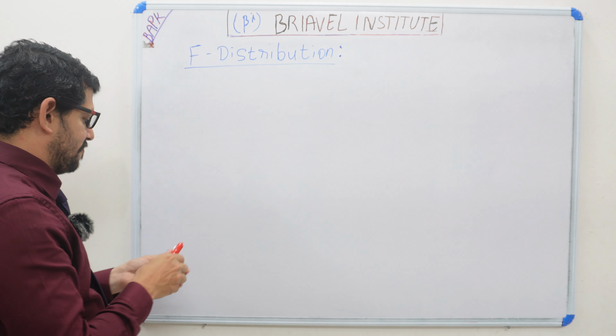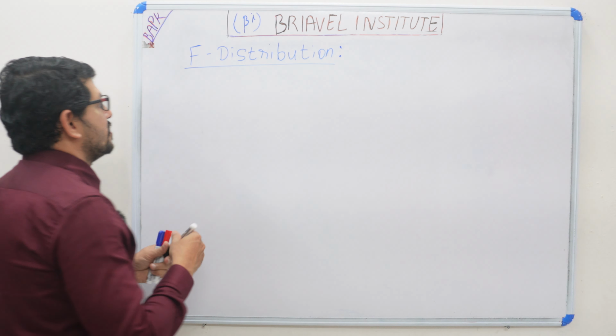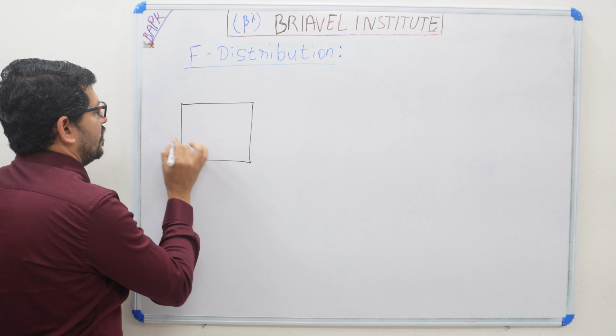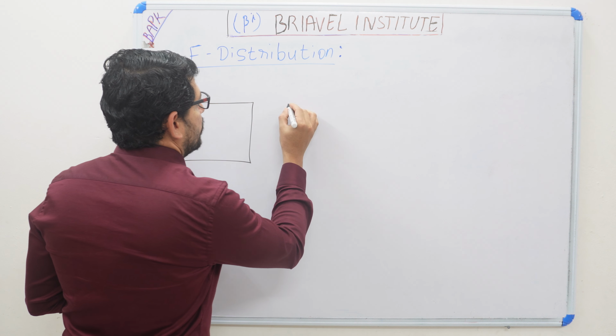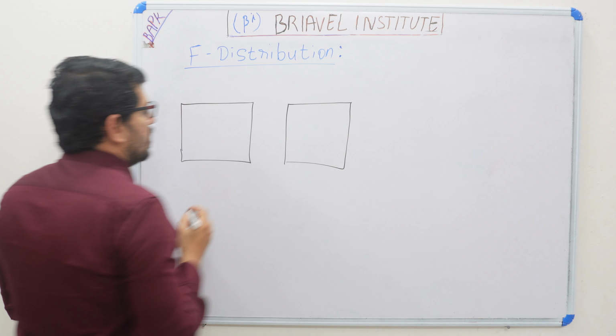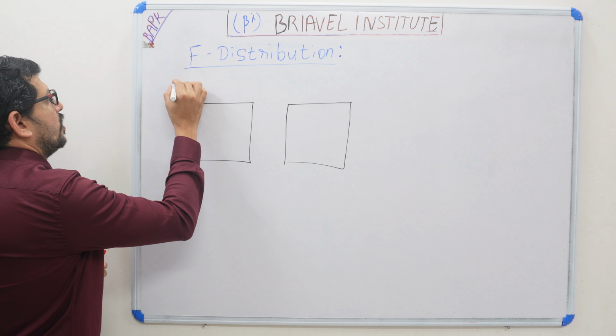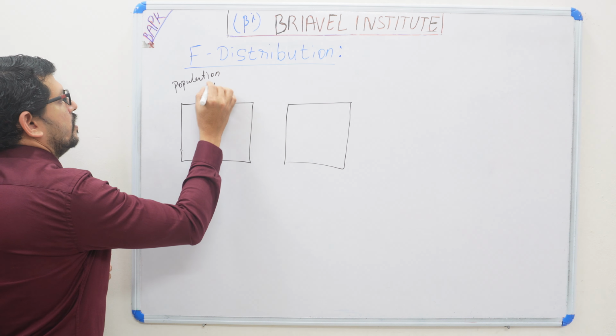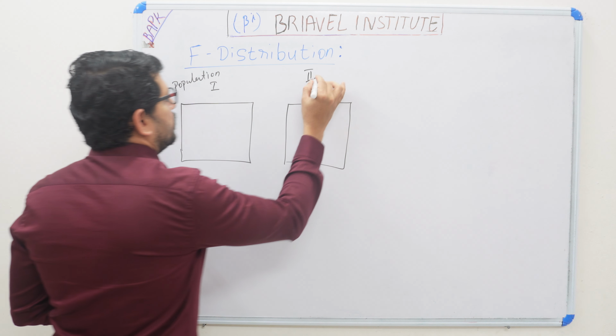So what is the F distribution? In the last class we studied the T distribution and its usage. Now we are going to study the F distribution. So we have two populations: this is population 1 and this is population 2.